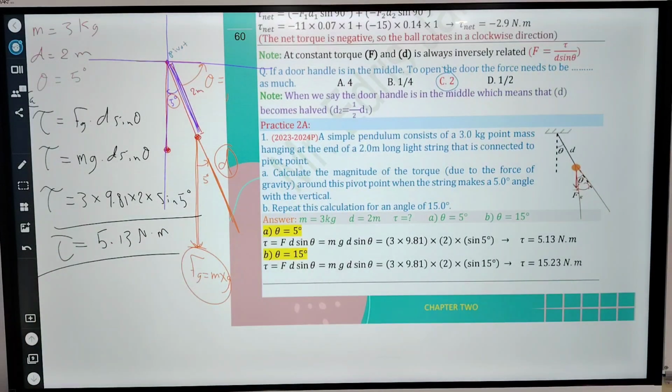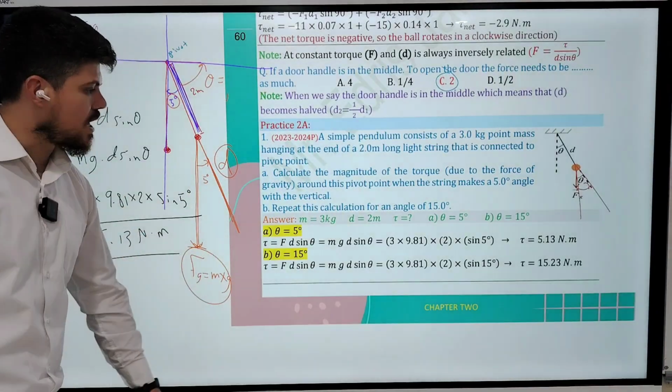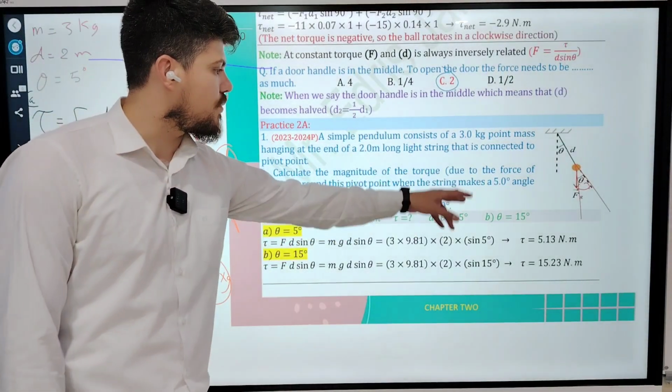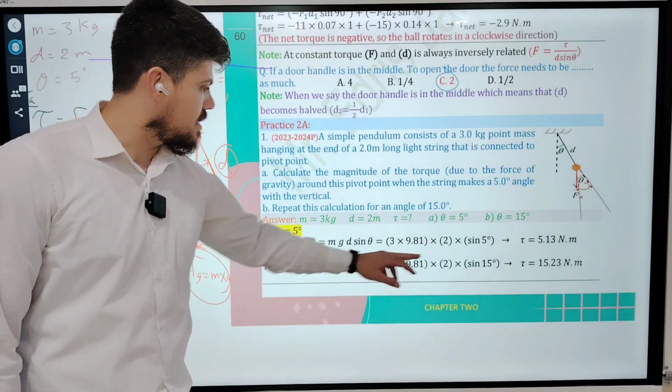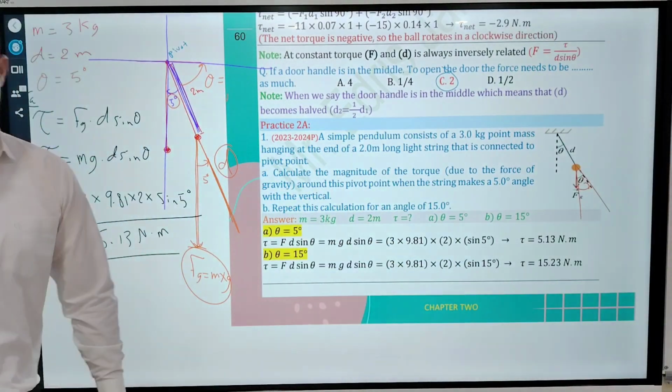Newton meter, sorry. In the second branch, you have to use the same step, but instead of 5-degree, write down 15-degree. Mg d sine theta, but theta here is 15-degree.